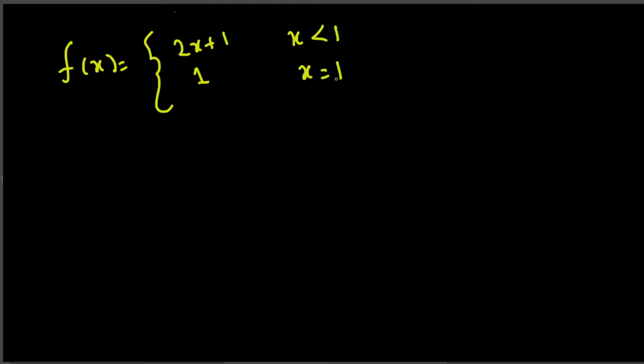Let's look at another function. F of x is equal to 2x plus 1, x is less than 1, that is x is equal to 1, and then minus x square, that's when x is greater than 1. Now let's look at the first one. Actually, let's draw everything together. So let's draw the graph here.